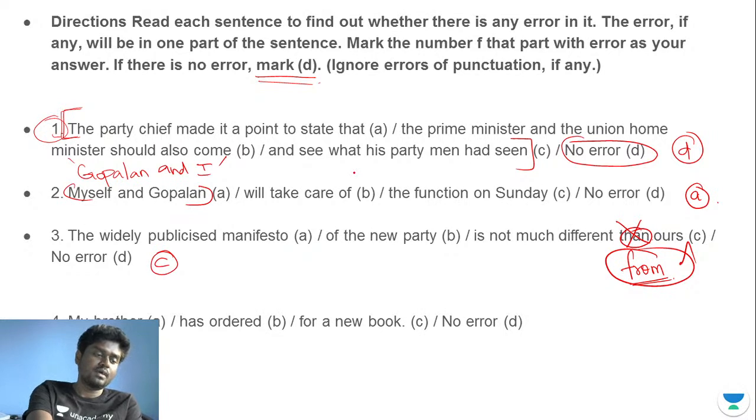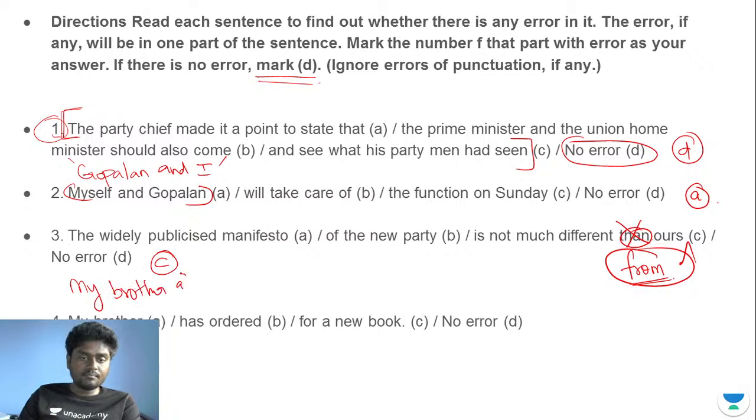Let's go for the next one. I think it is not very visible actually. Let me write this upside, in front. So part A is my brother. My brother has ordered for a book, for a new book. That's your statement actually. Fourth one, it is my brother has ordered for a new book.